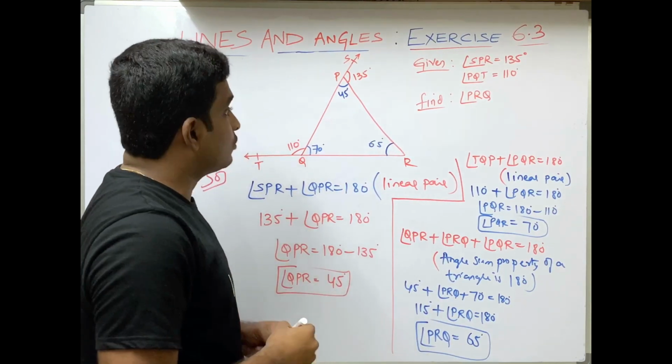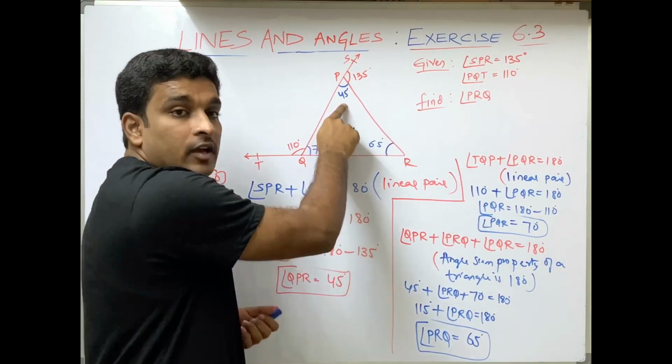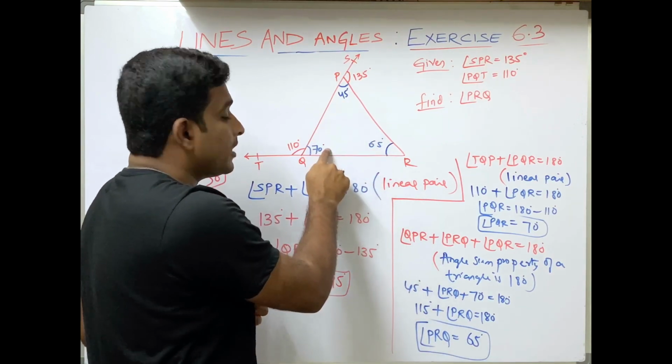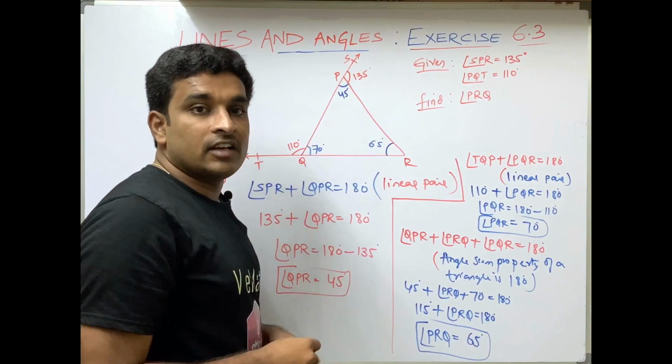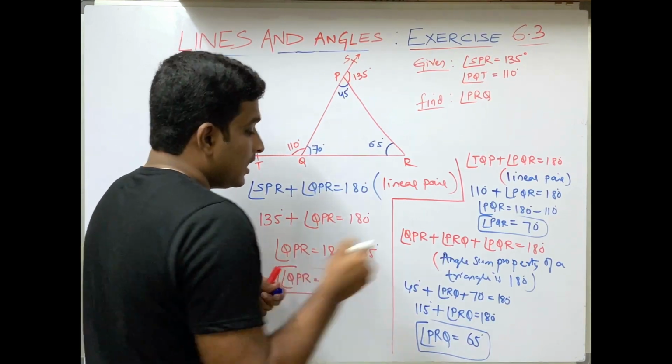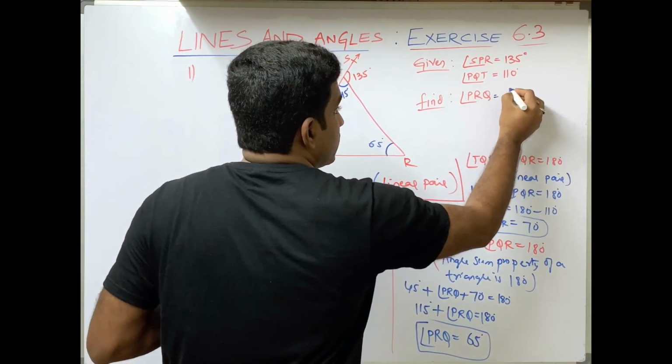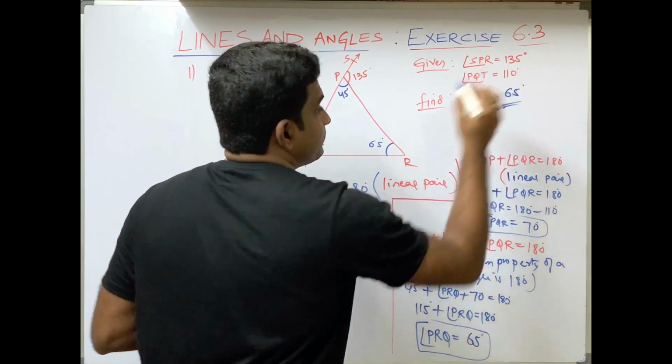Now we can check also. 65 plus 45 makes 110. 110 plus 70 makes 180. That means total angles in a triangle will be 180 degrees. Then angle PRQ is equal to 65 degrees.